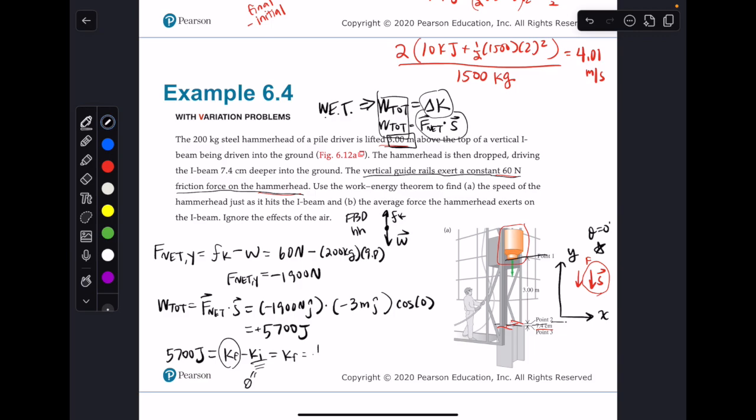So kinetic energy is defined as 1/2 mv squared. We'll go ahead and call that V final. All we got to do is solve for V now. So we do that. We get VF equals, I'm going to do a bunch of algebra, 2 times 5,700 joules over the mass, and then square root of that. So the mass was 200 kilograms, right? So we got 2 times 5,700 divided by 200, and then square root that.